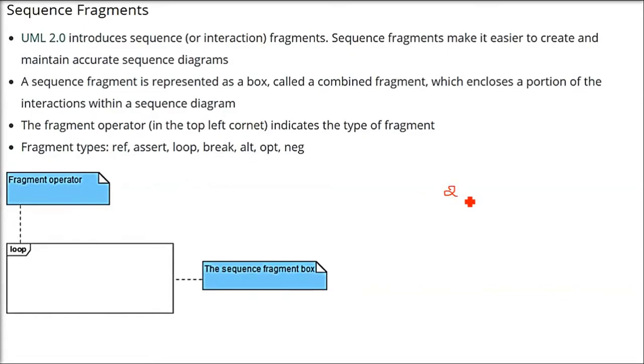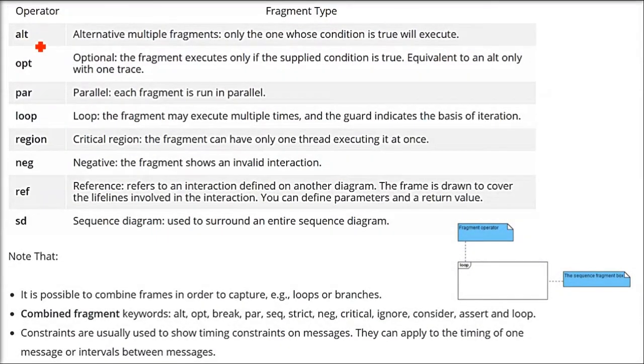Sequence fragments, as I earlier mentioned, UML 2.0 has introduced a sequence fragment, which makes the sequence diagram quite easier to understand, to create, to maintain. So we make a box, we call it a combined fragment, and we specify that this box is called a sequence fragment box. Here we have a small box which contains content showing what type of fragment it is: ref, assert, loop, break, alt, opt, neg.